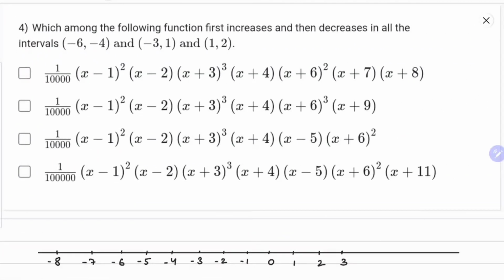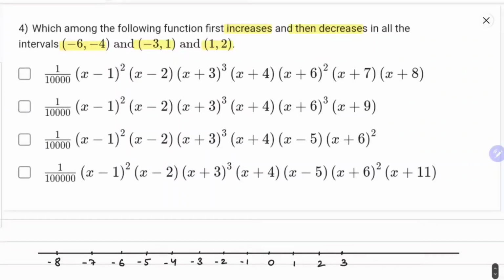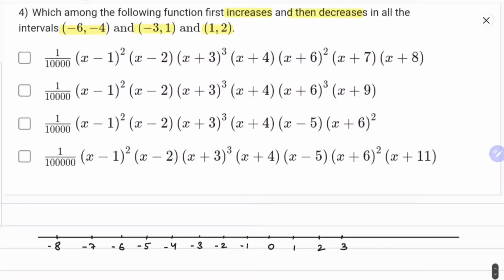In the fourth question, it is given which among the following functions first increases and then decreases in all the intervals, that is minus 6 to minus 4, minus 3 comma 1 and 1 comma 2. So basically we have to find out how the functions given in the options increase and decrease. So we have to find out their nature. We are going to do this with the number line. We are just going to see when they are positive and when they are negative, and that way we will know when they are changing their direction. Okay, so let's start with option 1.